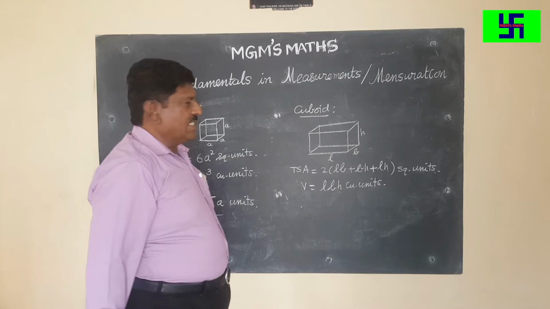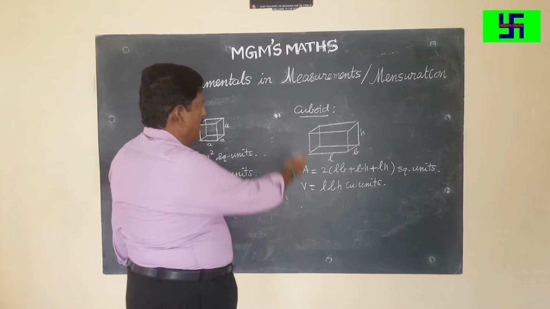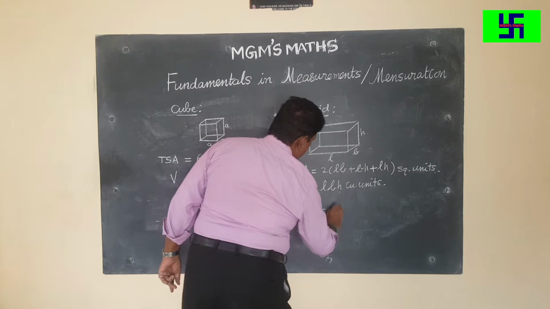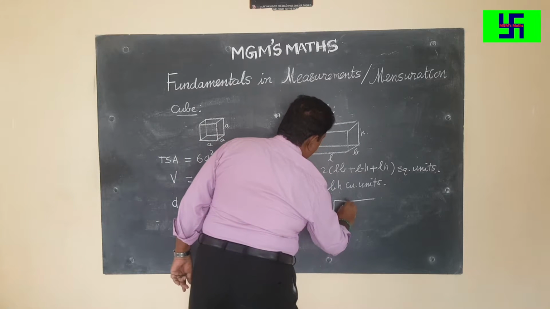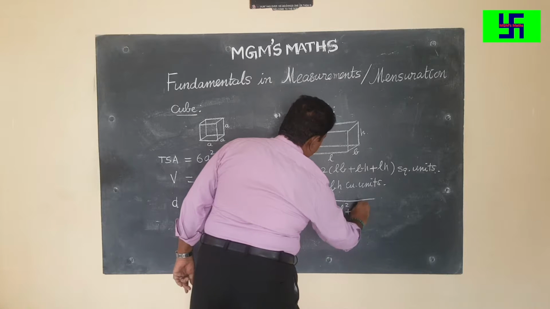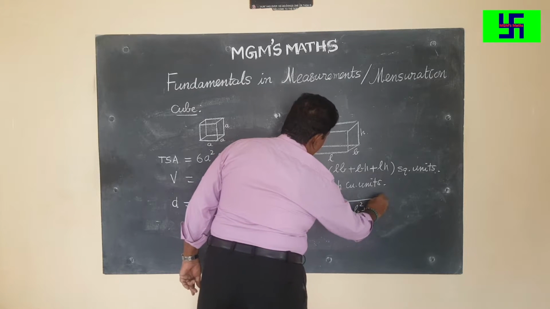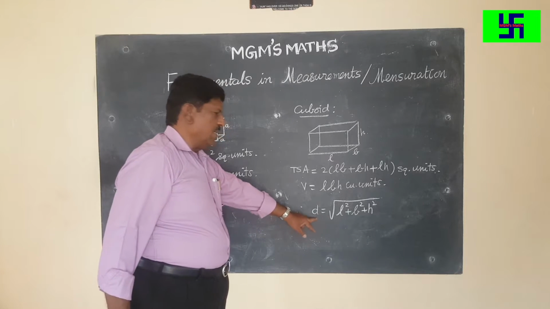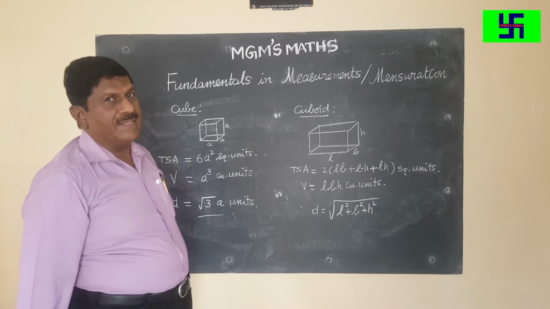The longest stick that can be placed in the cuboid is D is equal to square root of L square plus B square plus H square. Basing on this formula, some questions are asked in UPSC exams.